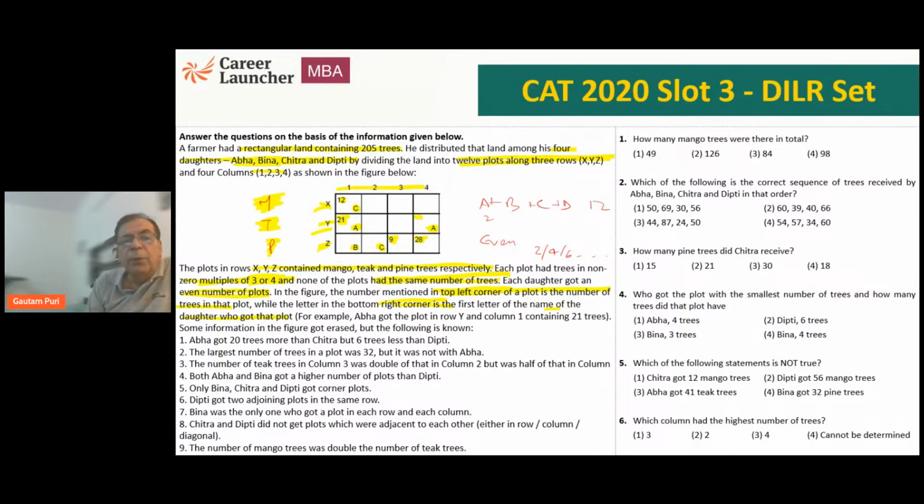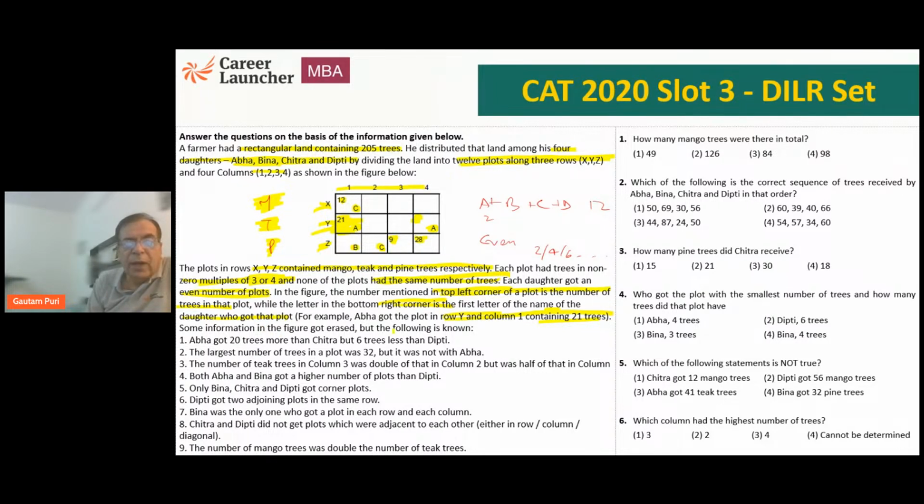We do not know how many trees are on their plot, but this was given to A. So the data is easy to understand. Deciphering is not an issue. We have understood the data. For example, Abha got the plot in row Y, column 1 containing 21 trees. Y1, 21 trees, Abha has got.